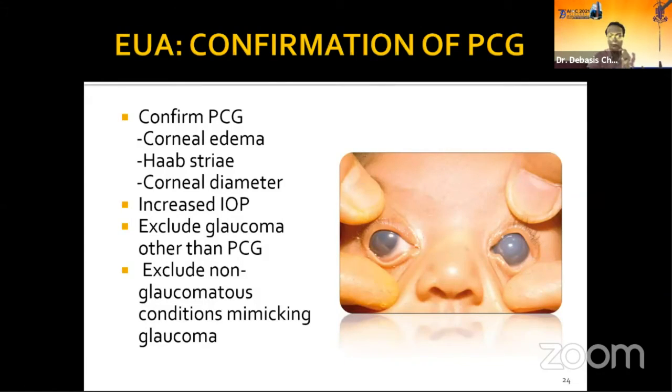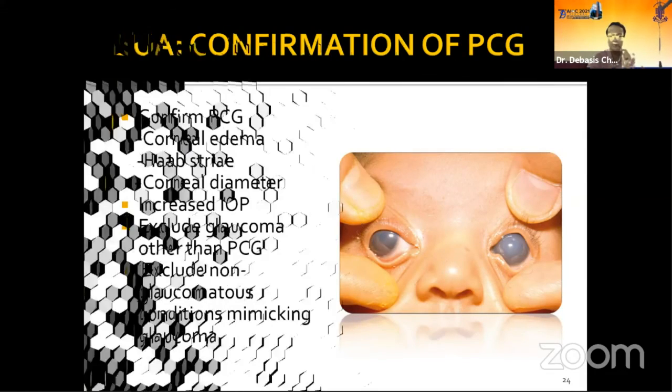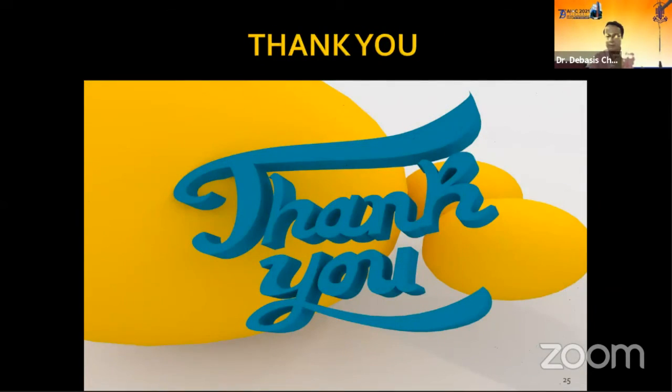Then, the confirmation of these findings is done during the EUA. So we have to confirm PCG by the corneal edema, Haab striae, and the corneal diameter, increase in the intraocular pressure, exclude glaucoma other than primary congenital glaucoma, and exclude non-glaucomatous conditions mimicking glaucoma. Yeah, thank you. So that is the end of this presentation.